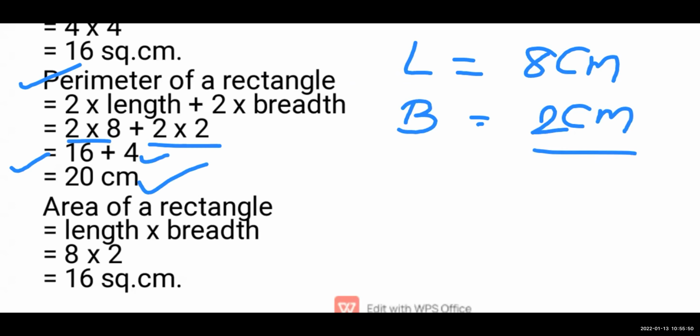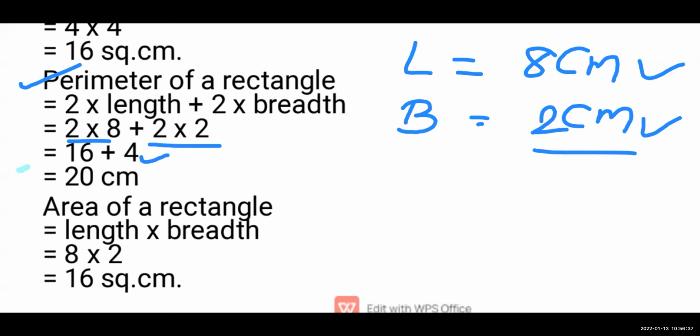Now we have to write down the formula of area of a rectangle. Now area of a rectangle is how much? Area of a rectangle is length into breadth. Length कितना है 8 centimeter. Breadth कितना है 2 centimeter. Now 8 should multiply by 2. 8 2 is how much? 8 2 is 16. So here we got the area of a rectangle, that is 16 square centimeter. So perimeter of a rectangle we got, that is 20 centimeter, and area of a rectangle we got, that is 16 square centimeter. Clear everyone?